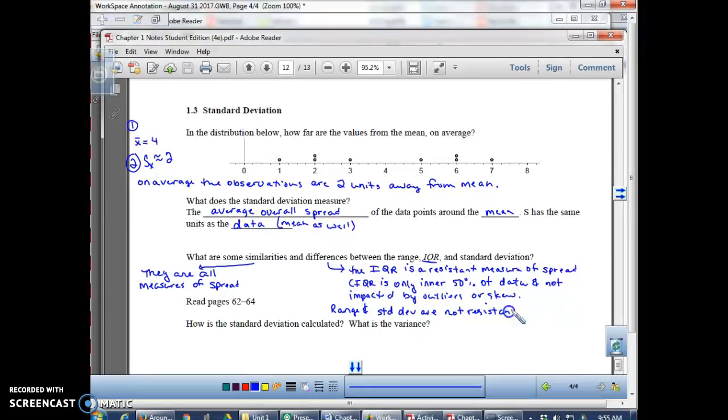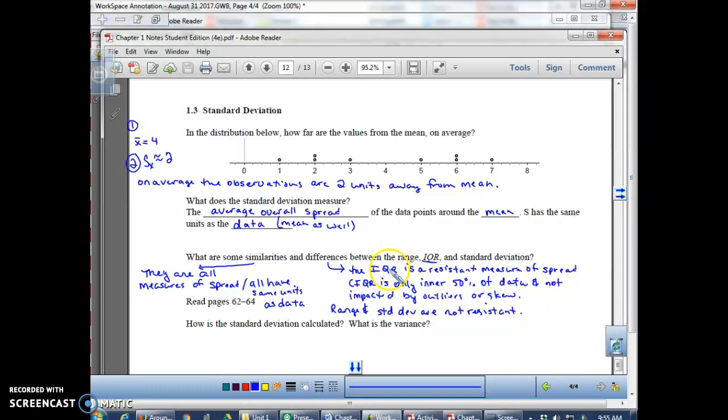In just a minute, I'll summarize exactly when to use which one of these measures. Now, one thing to make sure that you recognize is they all do use the same units. So they all have the same units as the data, just like the mean and median and mode would as well. So similarities are they are measures of spread. They all have the same units as the data. The differences between them are that IQR is the only one that is a resistant measure of spread. Range and standard deviation are not resistant.